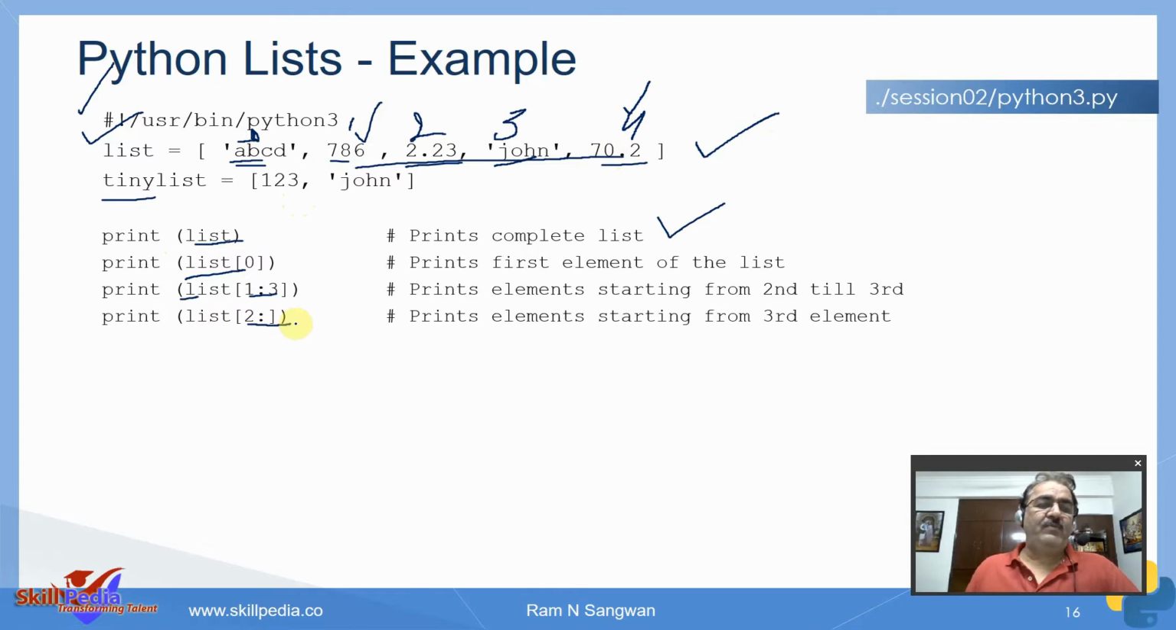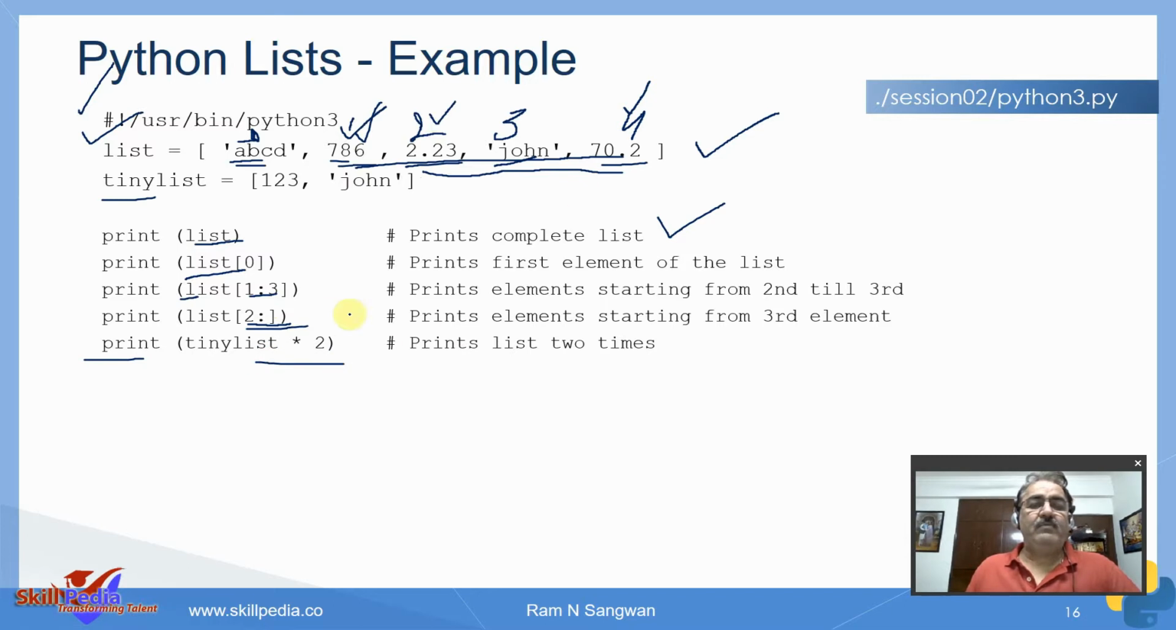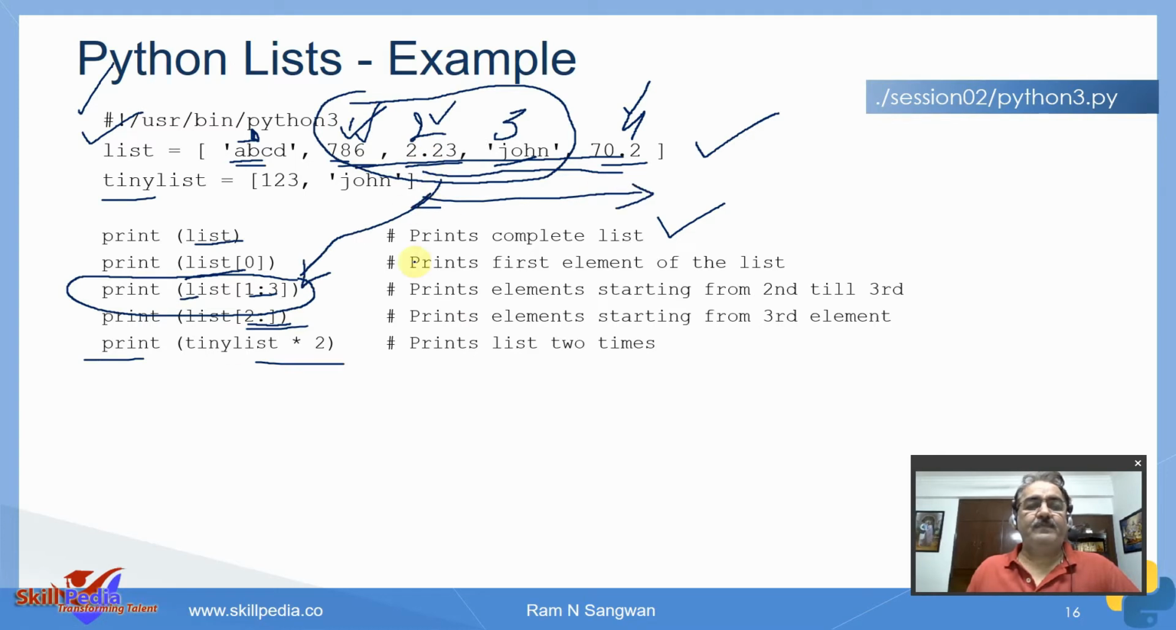List 2: is the starting point, so from the third element onward. Oh sorry, 1 means this one, yeah, correct, starting from here. So list 2: means starting from here till the end all elements will be printed. Then print tiny list multiplied by 2. This was slightly different. 1, 2, 3, that means from here to here these 3 elements will be printed, and from this 2 onward, these elements will be printed. Tiny list multiplied by 2 means 1, 2, 3, John, 1, 2, 3, John will be printed twice.